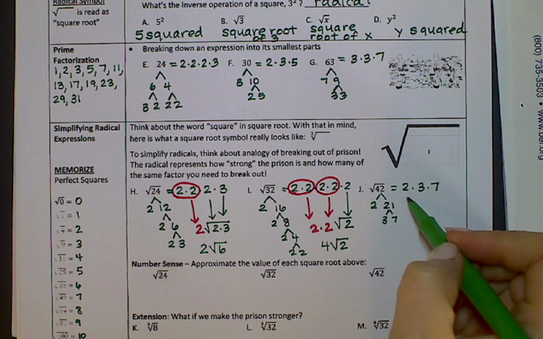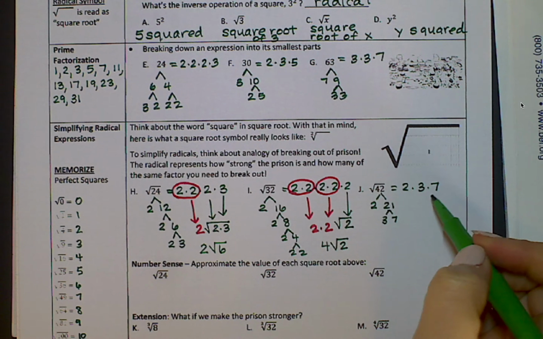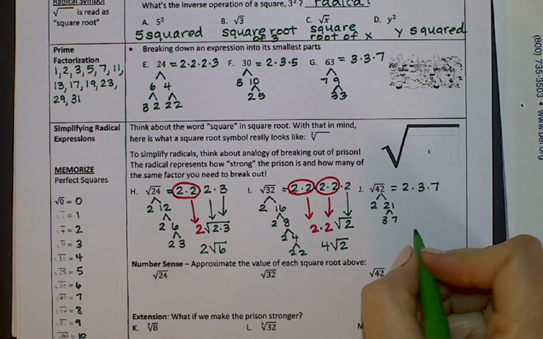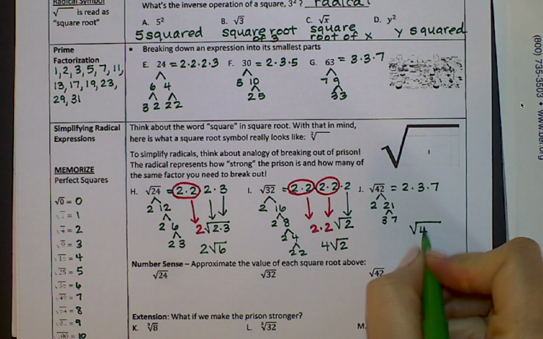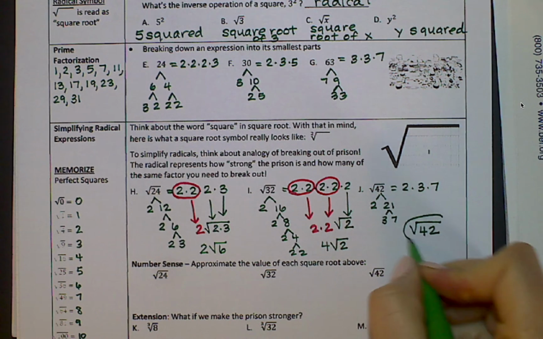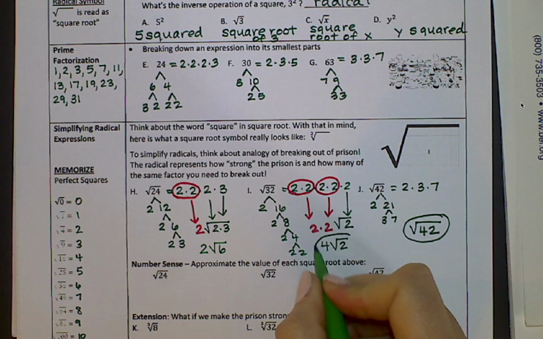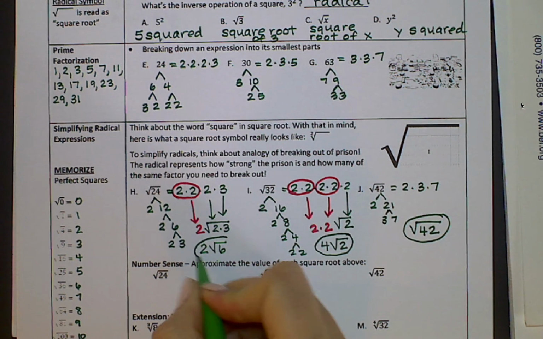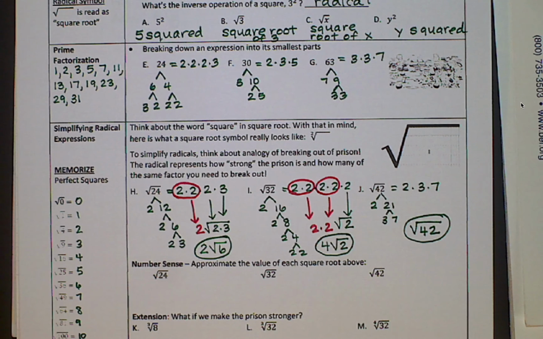Now this one's unique. It has no pairs. So what that basically means is that nothing can come outside the radical, so we just end up with radical 42. So our final answer is radical 42. Final answer here is 4 radical 2. Final answer here is 2 radical 6. Okay.